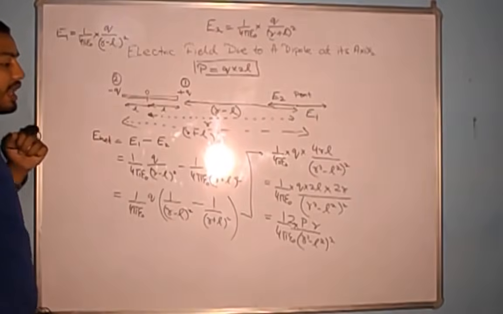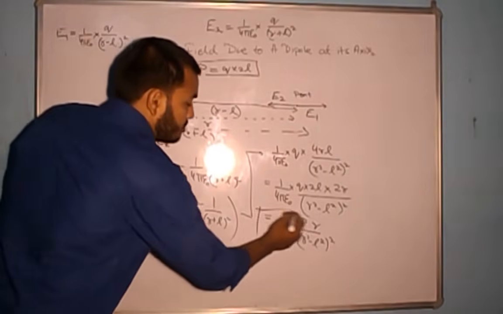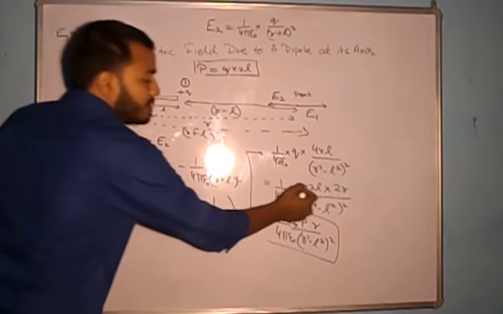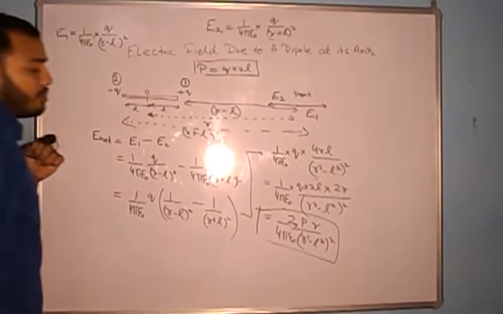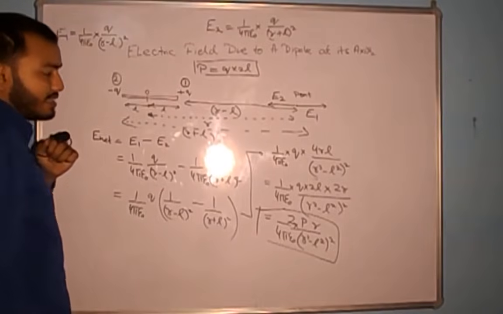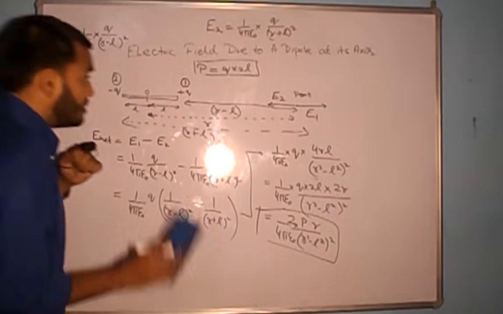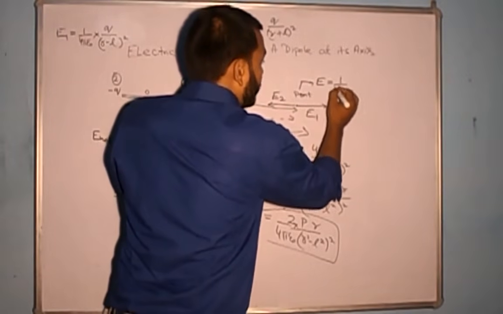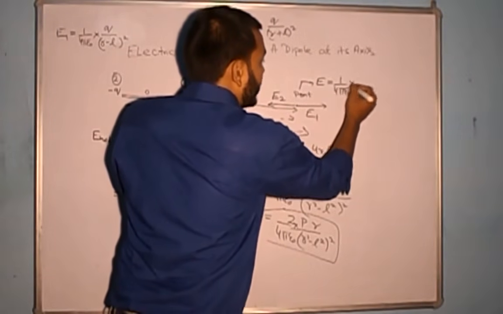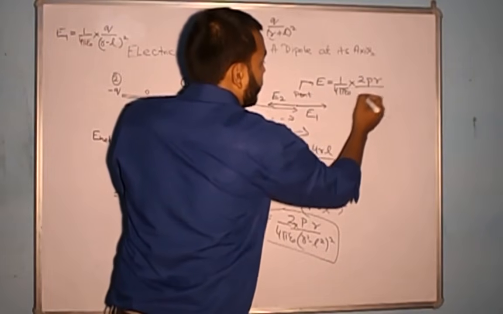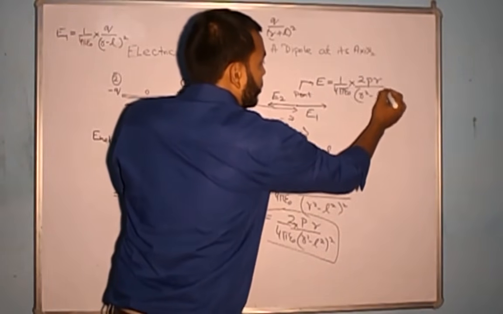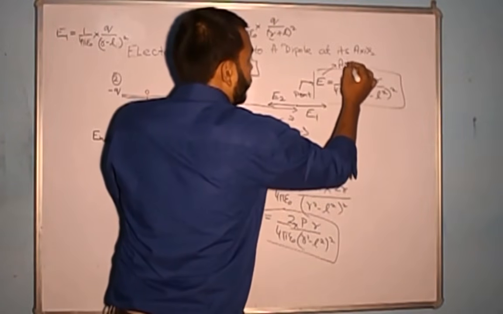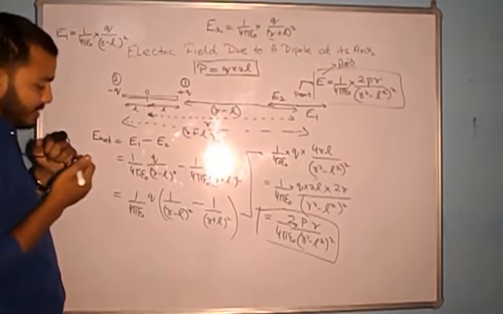This is the electric field at the axis of the dipole. This is not 12, this is just 2PR. This becomes P and this is 2R, 2PR upon 4 pi epsilon naught into R square minus L square, whole square. This is the electric field at this point P. So E is equal to 1 by 4 pi epsilon naught multiplied by 2PR upon R square minus L square whole square. So this is the electric field at the axis of the dipole at a distance r from the center of the dipole.